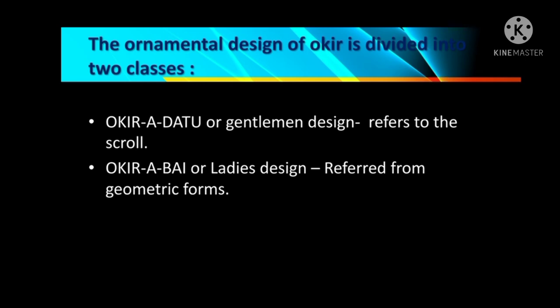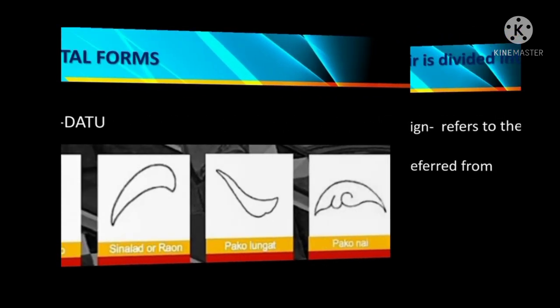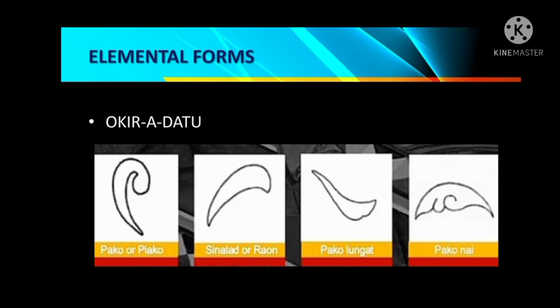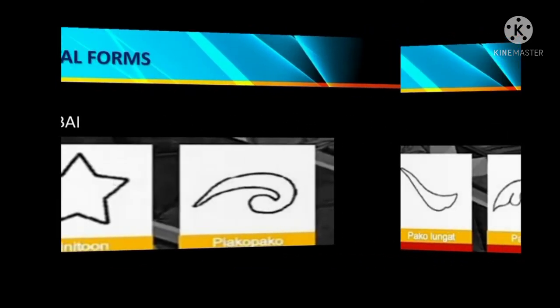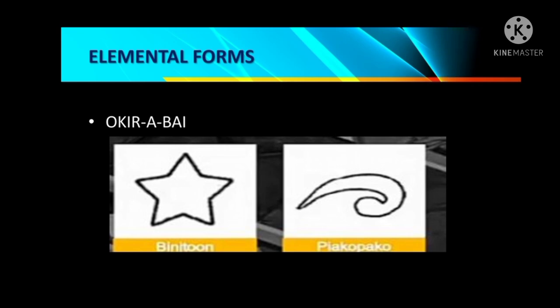If okir a bai is the art of Maranao women, then okir a dato is the art made by Maranao men. Their works are mostly used in farming, musical instruments, armor, weapons, boats, gongs, and so on. One example of their work is the panolong in the Torogan House. So these are the elemental forms of okir a dato. And this is for okir a bai.